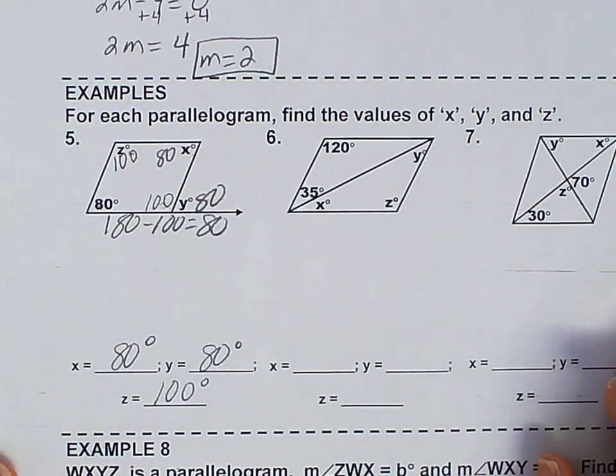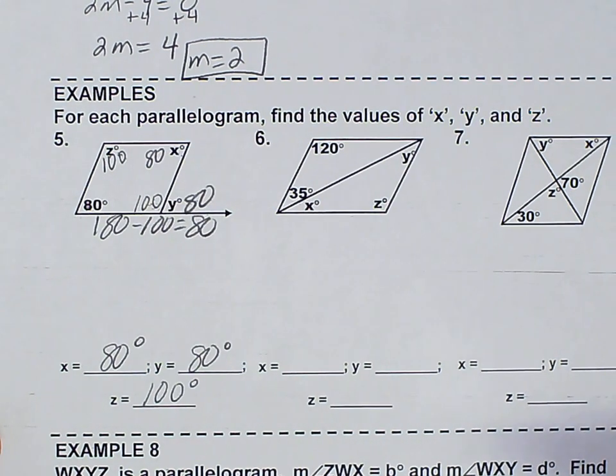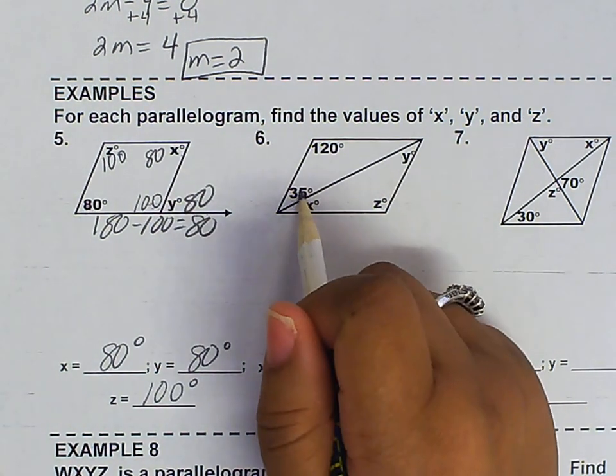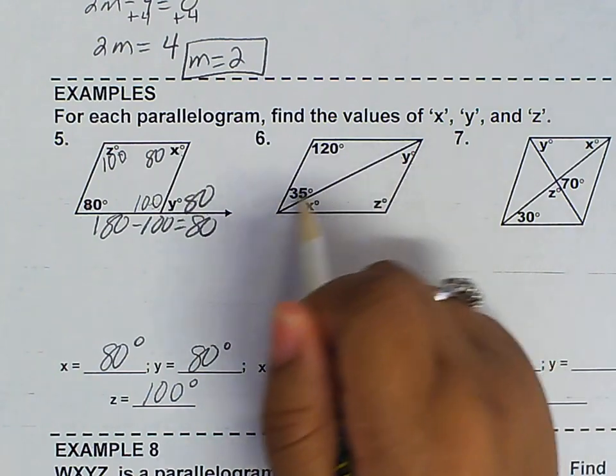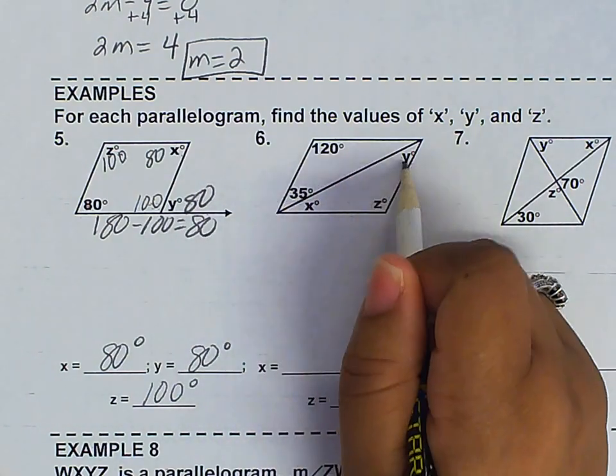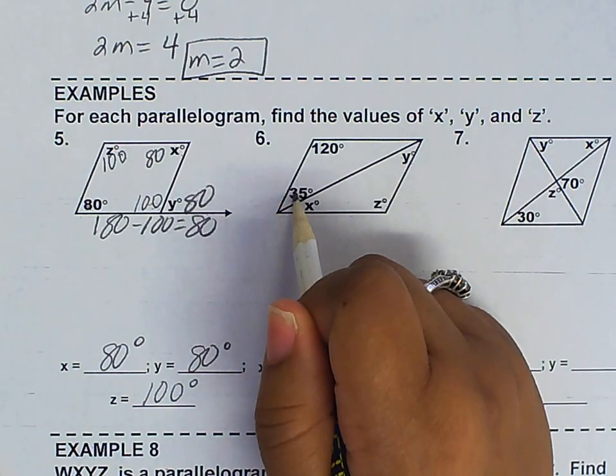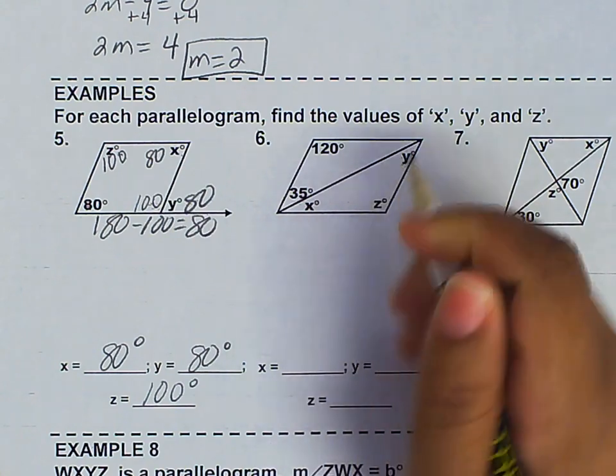All right, let's look at 6. Same thing as before. We're going to refer to stuff we learned. Uh-oh, look right here. We learned this before with transversals. So if this is 35, we all know that y also is what?